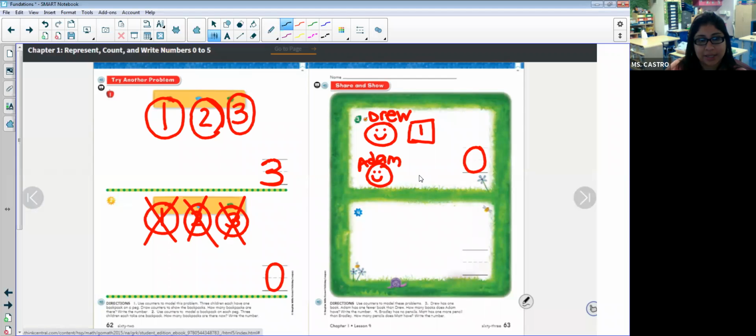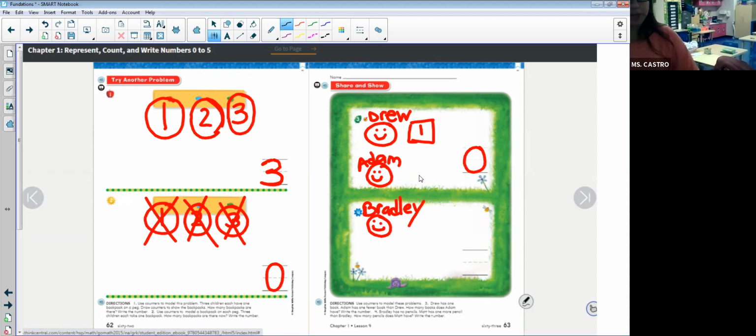So Bradley, let's take this problem apart. They first talked about Bradley, and they said Bradley has no pencils. So we're going to illustrate Bradley with no pencils. That means he has 0 pencils. So here is Bradley. And I'm not going to draw any pencils for him because he doesn't have any. He has 0 pencils.